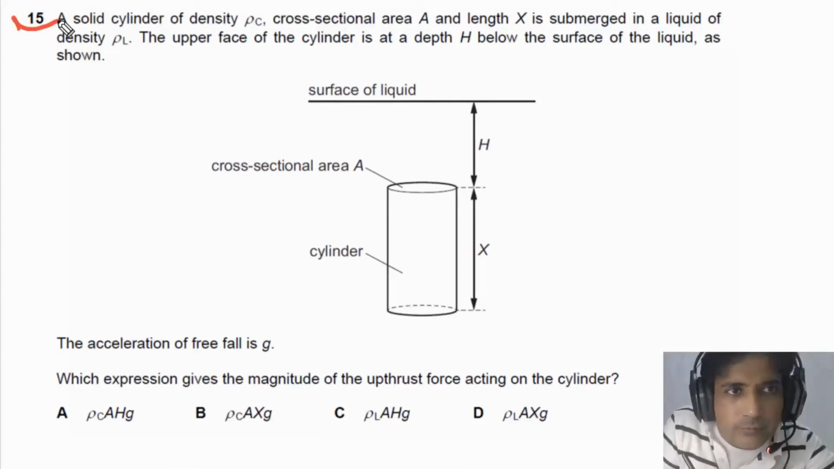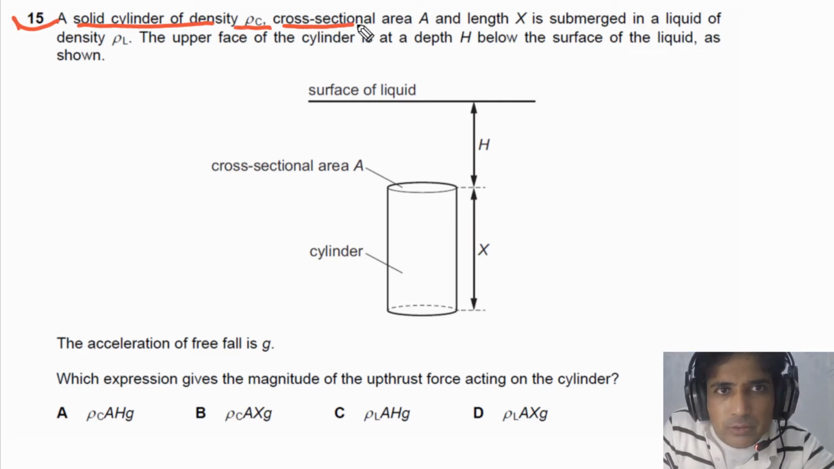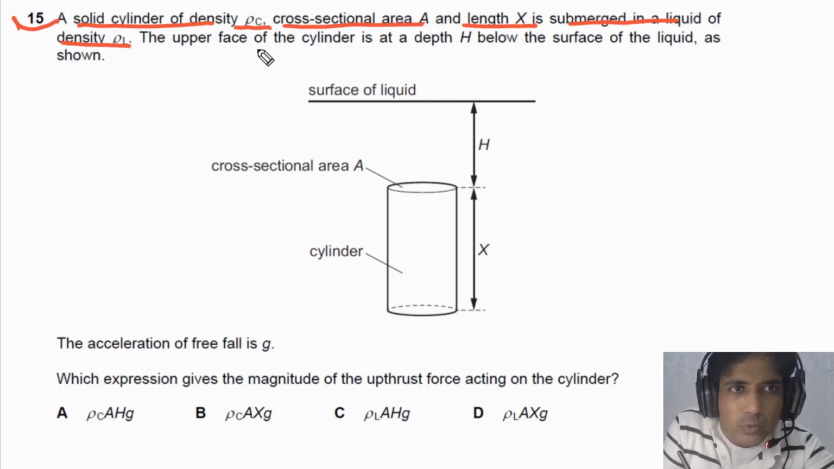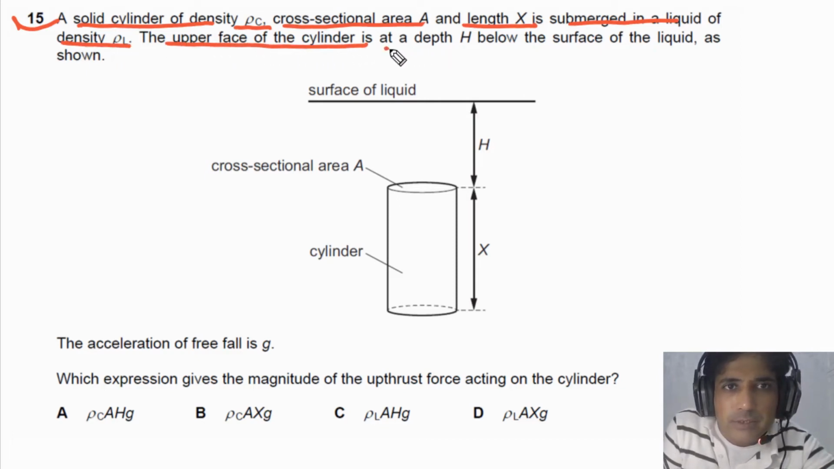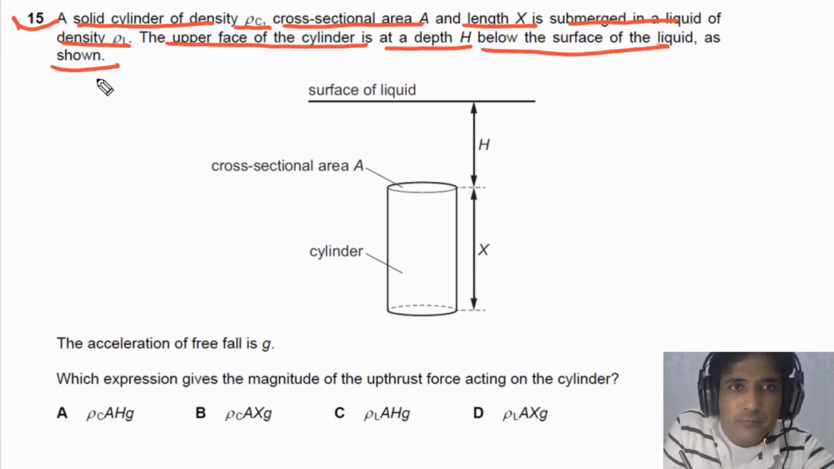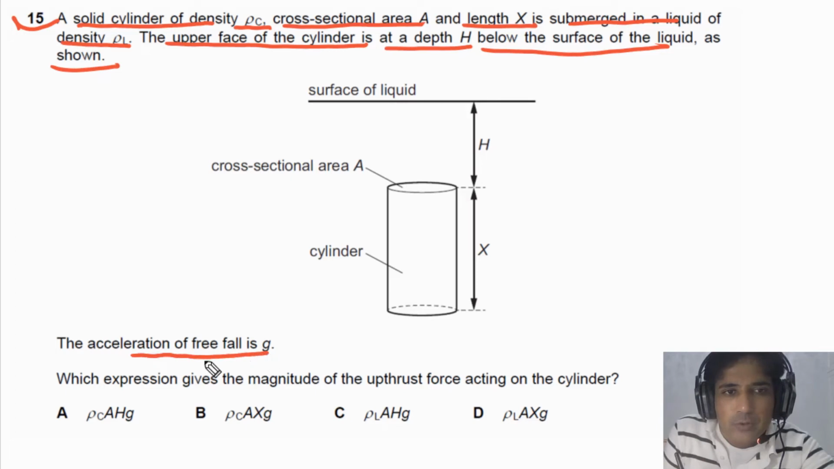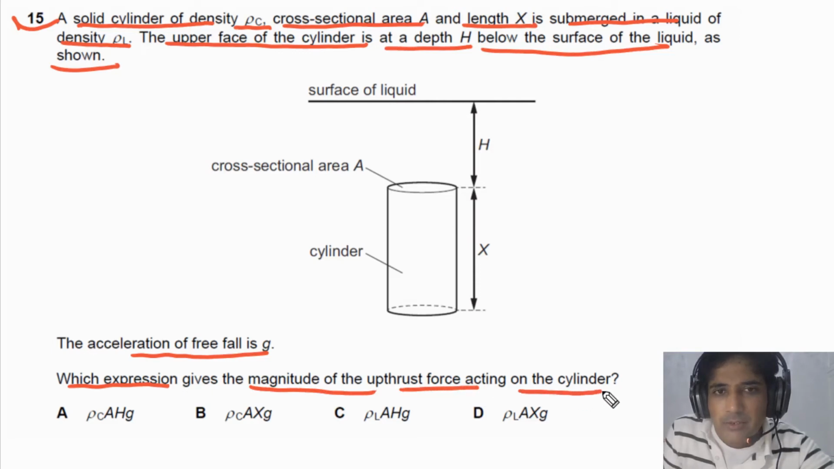For question number 15, we are given a solid cylinder of density rho c, cross-sectional area A, and length x, submerged in a liquid of density rho L. The upper face of the cylinder is at a depth capital H below the surface of the liquid as shown in the figure. The acceleration of free fall is g. We need to find which expression gives the magnitude of the upthrust acting on the cylinder.